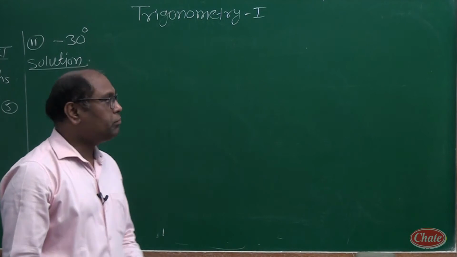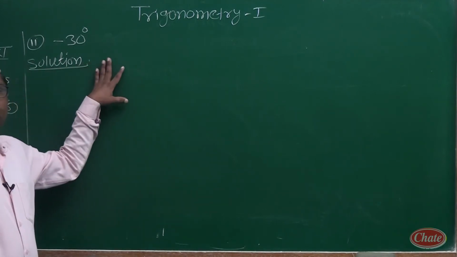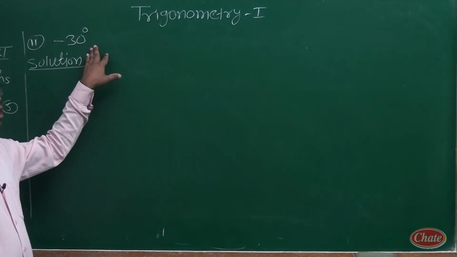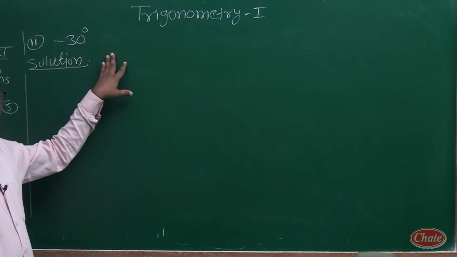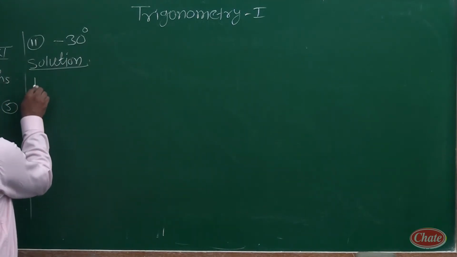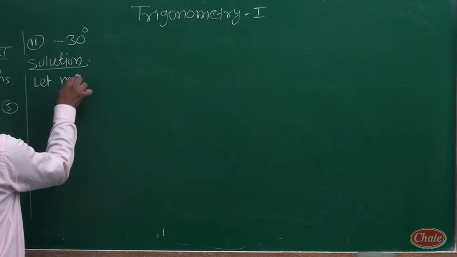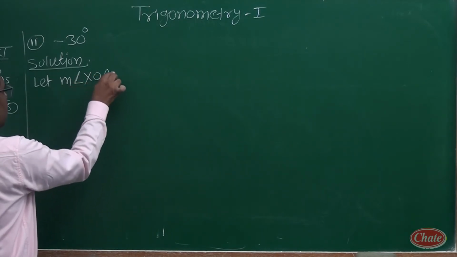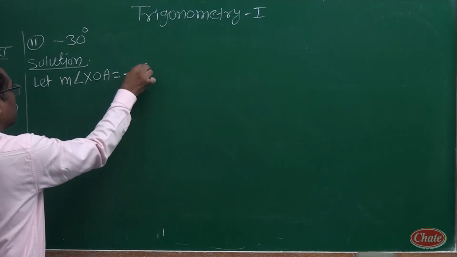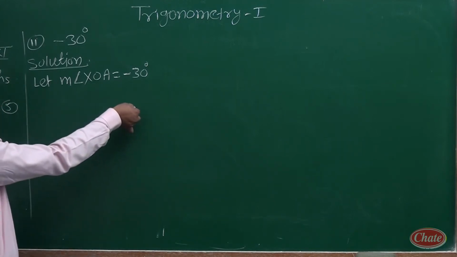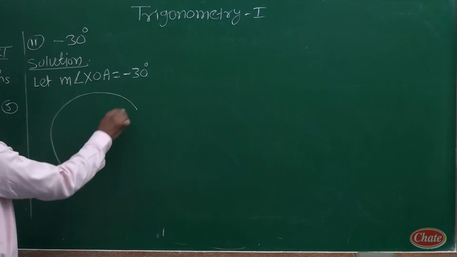Okay, for the next sum, we have to find the trigonometric functions of the angle minus 30 degree. Find the trigonometric ratios or trigonometric functions of the angle minus 30 degree. So let the measure of angle XOA be equal to minus 30 degree. Now we have to draw a standard unit circle.